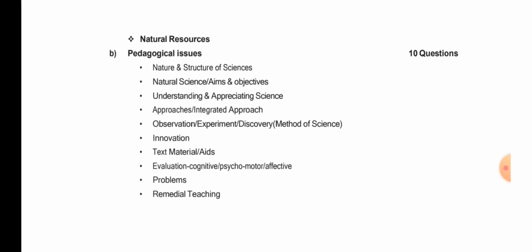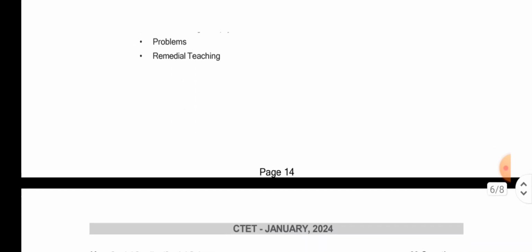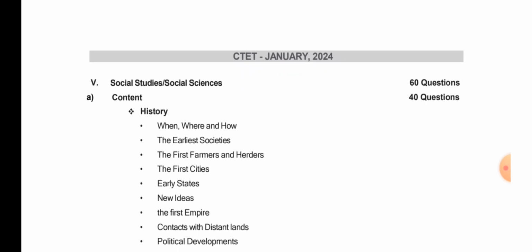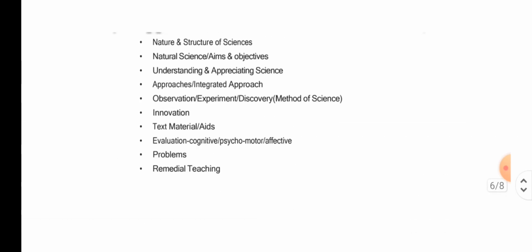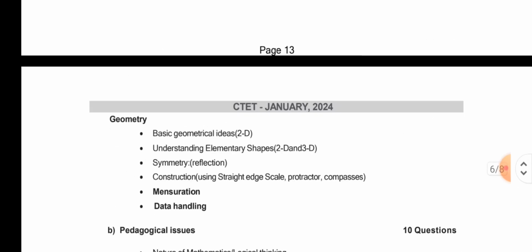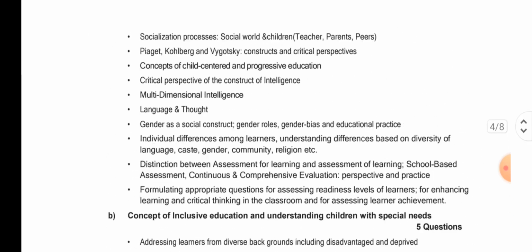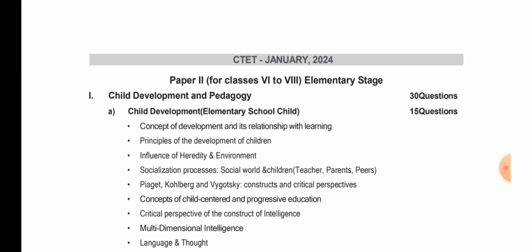The same thing will go for social science as well. Let's go to social science. Let's continue here only. I'll finish this in this video only, right? Just like the MTET exam, this is an optional subject. Let me explain from the beginning. This is paper 2 for classes 6 to 8, elementary stage, okay? So here you have got CDP, child development and pedagogy.